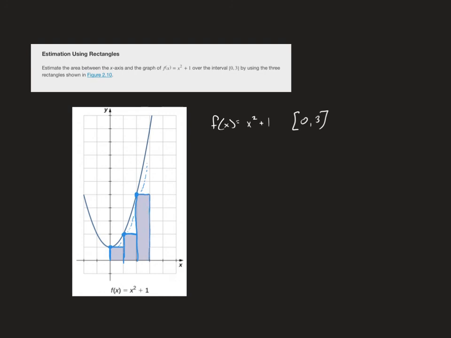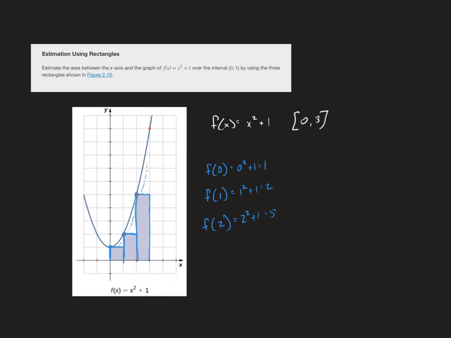Okay, if we were using right endpoints, then we would have this red point up there, this red point here, and this red point here, and our 3 rectangles would be an over approximation for the region. Okay, but it looks like this picture uses left endpoints, right? So my left endpoint, the first rectangle, f of 0, 0 squared plus 1 is 1. For the second rectangle, f of 1, the left endpoint, 1 squared plus 1 is 2. And the third rectangle, f of 2, 2 squared plus 1 is 5.